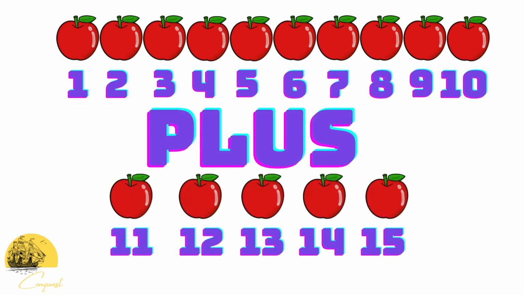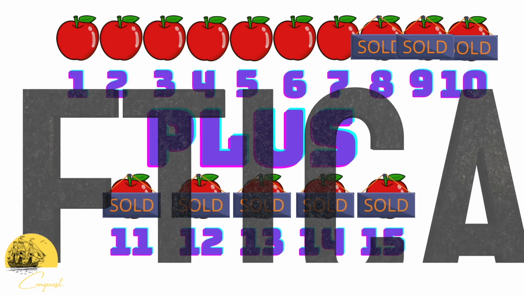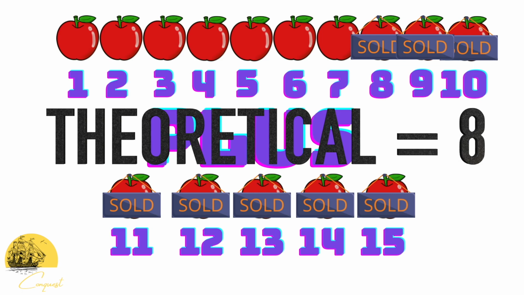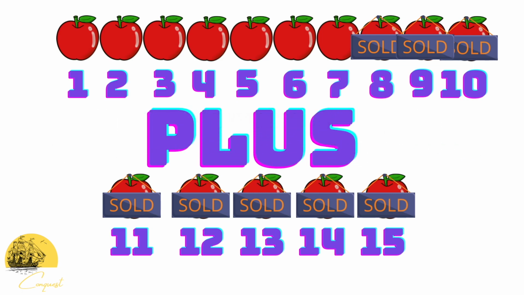So from that period, we should have 15 apples total on the shelf. Let's say throughout our period, we sold 8 apples. Well, 8 is going to be your theoretical, because that's technically the correct amount that should be missing from our inventory when we do our count. So let's say when we do our next inventory, we only have 3 apples.